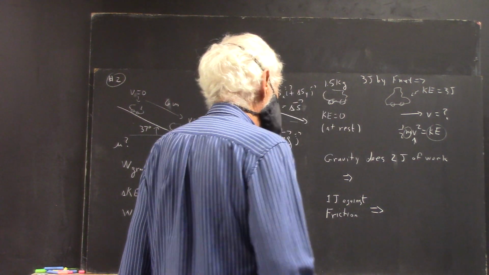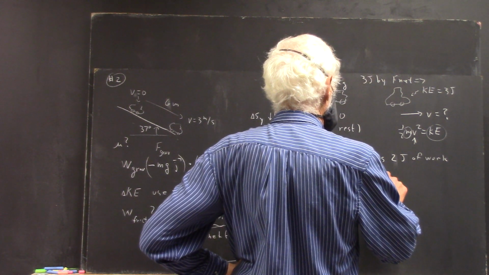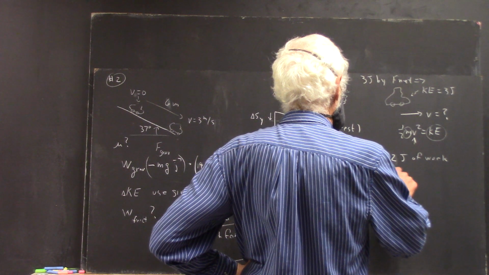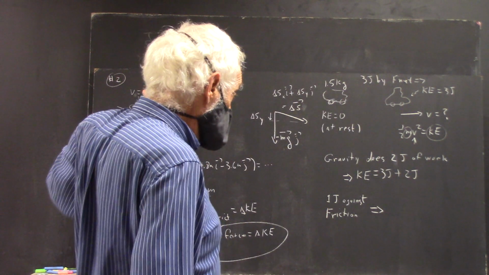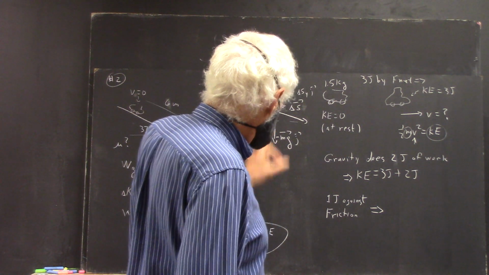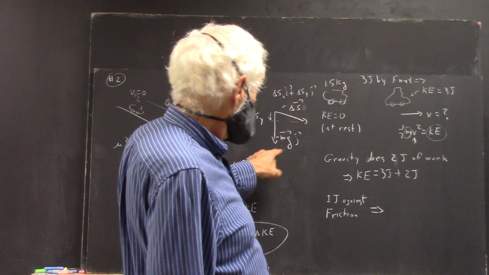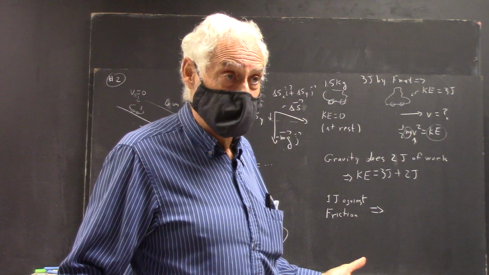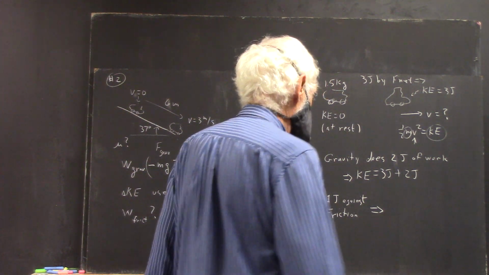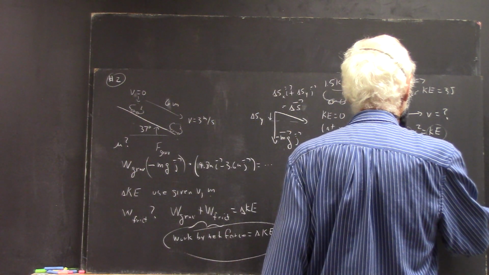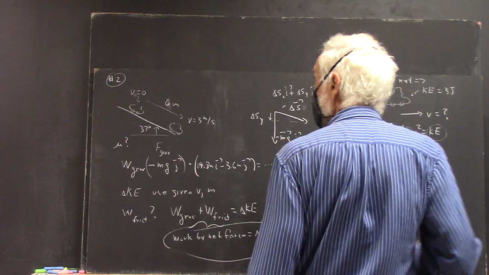Now if you're going up the incline, then your delta S y would be in this direction, positive, if this is negative, and you get a negative work, which would then leave you with 1 joule. In that case, this is 5 joules. And you then easily find the velocity.